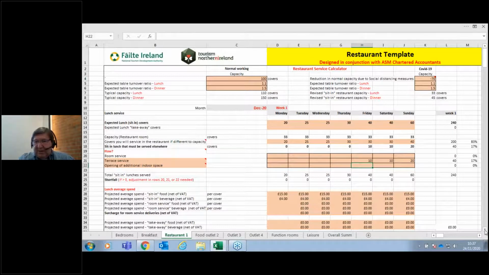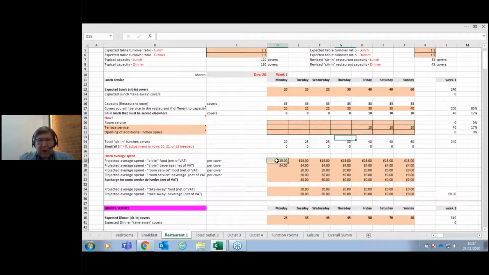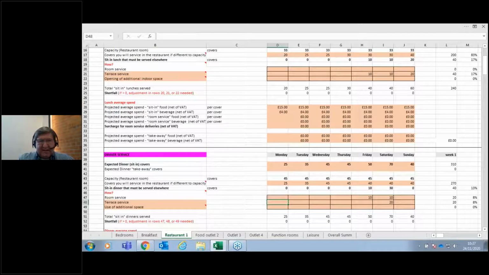So that's everybody that we expect to get. We're going to feed them somewhere. What's our projected net of VAT average spend per cover? So we'll assume it's £15 for food and £4 for beverage. We're not offering room service, and we're not offering takeaway at lunchtime, so let's ignore that.